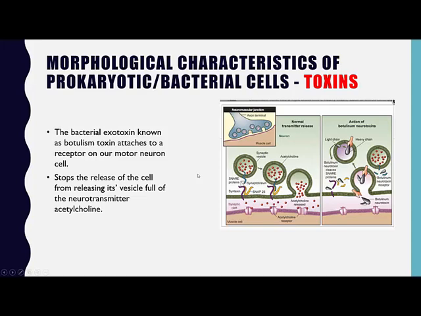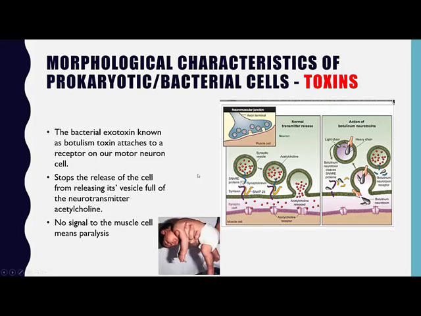Okay, so it attaches to the motor neuron and stops the cell from releasing its vesicles that contain neurotransmitters. Neurotransmitters, I can say it. The neurotransmitter in question is acetylcholine. If neurotransmitters aren't released, this doesn't signal the muscles to move. So again, you have paralysis. Remember your anatomy: no acetylcholine means no signal to the muscle cell, means paralysis. And it's a peripheral paralysis.